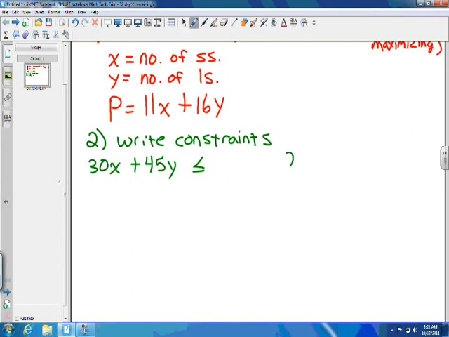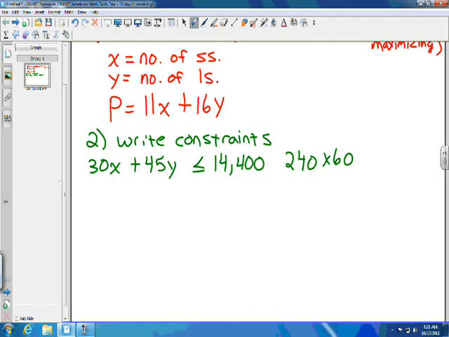And right over here to the side, we have to convert the hours, 240 hours, into minutes per day. So what would that give us? 14,400. So the minutes for a short sleeve plus the minutes for a long sleeve has to be less than or equal to 14,400 minutes per day.